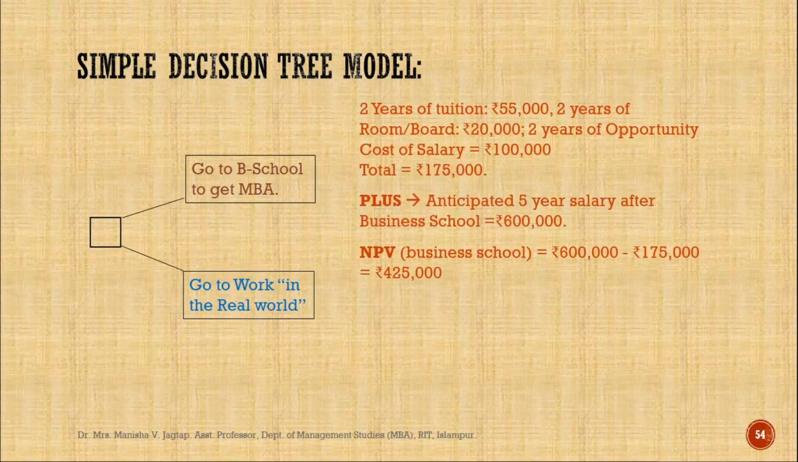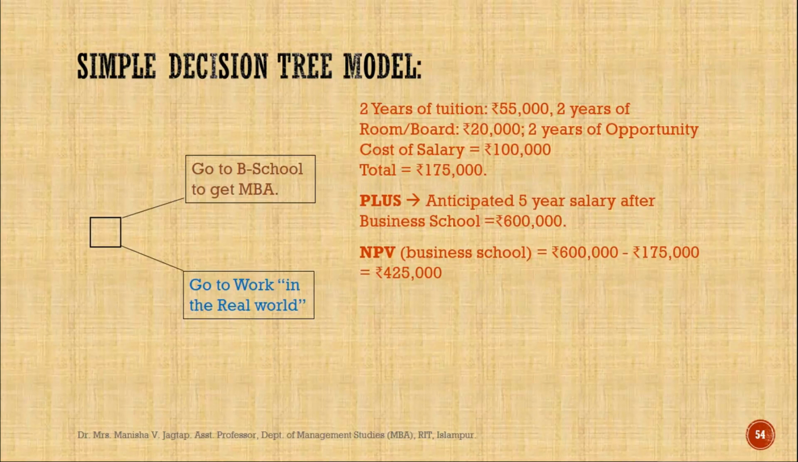Now further we identify various important aspects which we have jotted down earlier slide. That is 2-year tuition, rupees 55,000. It is an assumption. Then 2 years of room or board expenses, rupees 20,000. 2 years of opportunity cost of salary, rupees 1 lakh. Total is rupees 1,75,000. Plus anticipated 5 years salary after business school, rupees 6 lakh.